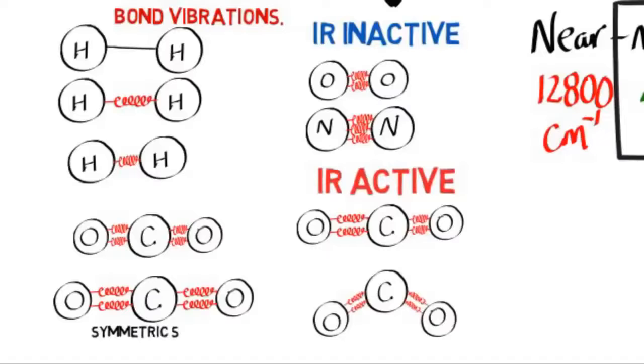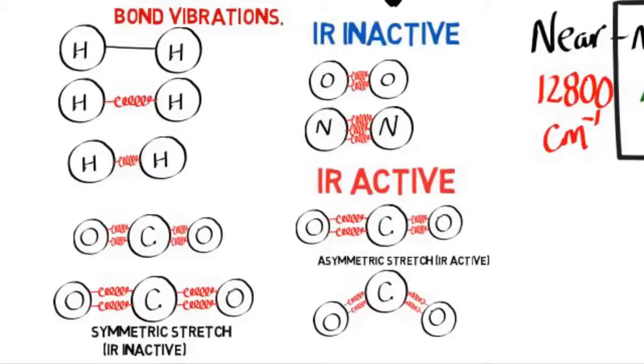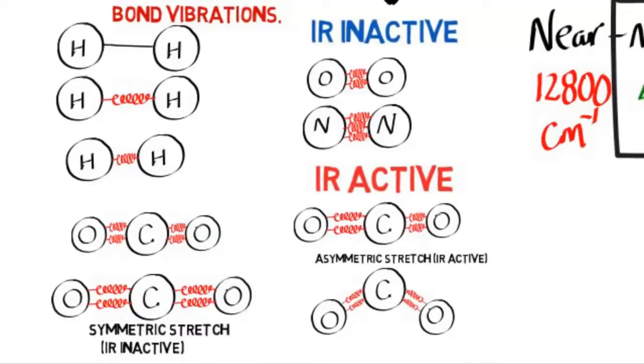In the bottom left hand corner, this is said to be a symmetric stretch. The bonds either side of the carbon are stretching out equally. There's an equilibrium there. As opposed to here, this is an asymmetric stretch. It's stretching more to the left than it is to the right. And this results in the molecule having a so-called resultant dipole.